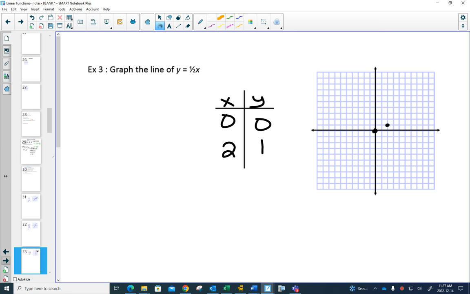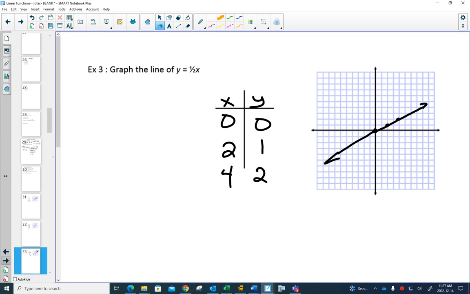What would be another point that would be okay to put in for x? 4. And then you would get 2. Sure enough, those 3 are in a straight line. Put arrowheads on the end. And we have our graph.